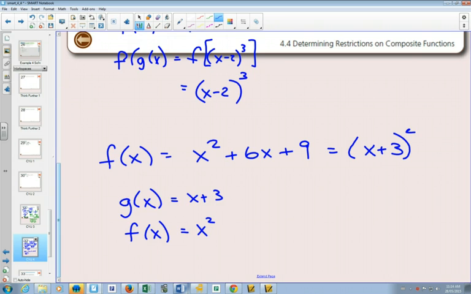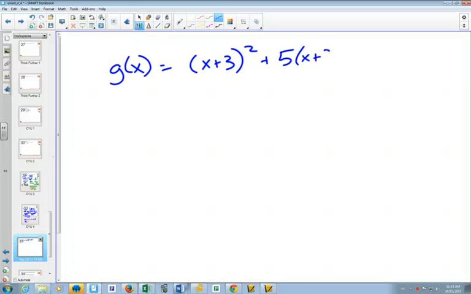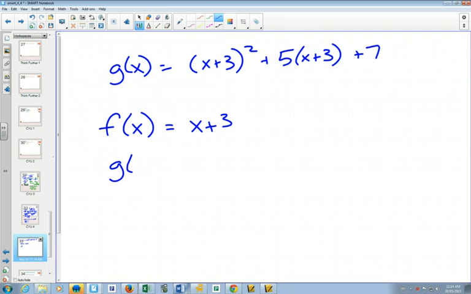Another example of one that might be a little bit harder. My function inside could be the x plus 3. And then my function outside is x squared plus 5x plus 7. So those ones could be harder ones to see when it's inside and outside. Can you see that wherever I have an x right here, I'm putting in an x plus 3 up here, and so that's one function inside of another one.